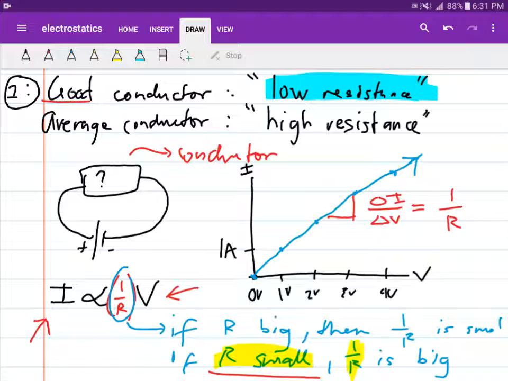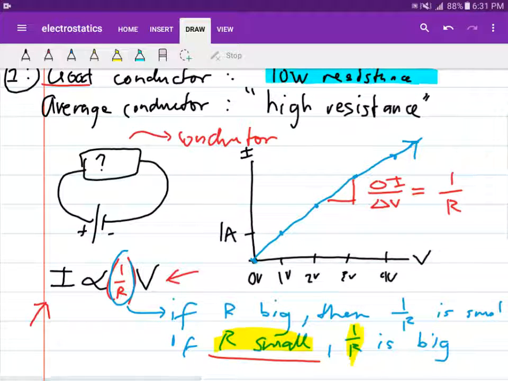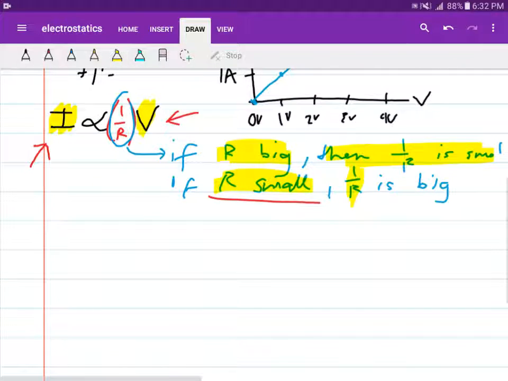A good conductor should have low resistance, while an average or a poor conductor will have high resistance. So if R is big, then 1 over R is small. It means that if we apply a voltage here and measure the current, and we replace this good conductor with the poor conductor, this current will be small. That relationship is given in Ohm's law.